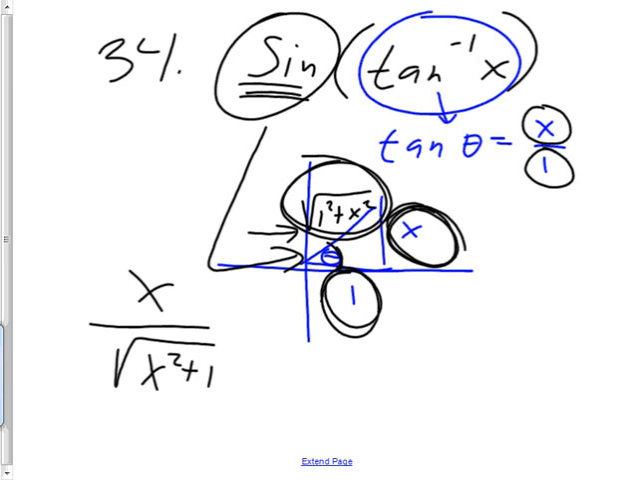35 is nasty just because it looks so different than all the other ones you've done. Tangent of theta is negative 5.32. Try not t, but theta. What on earth does that mean? Have they told me the angle, or have they told me the side ratio? They told me the sides.